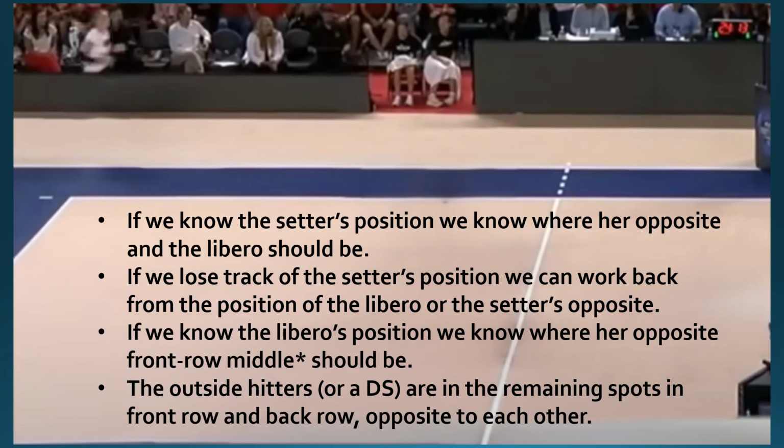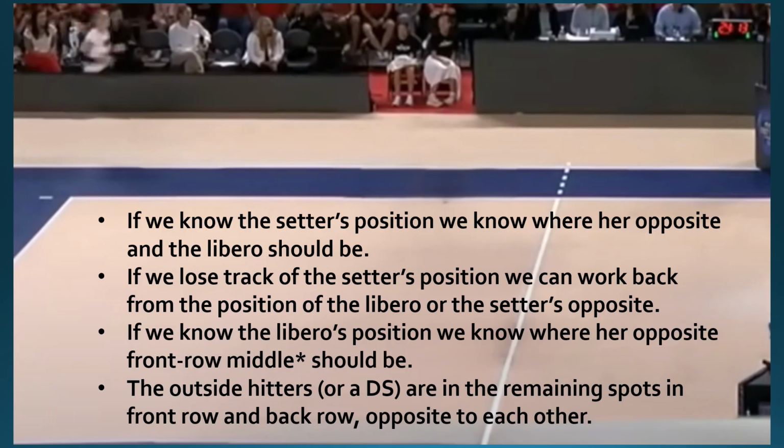Now let's summarize a few of the clues we can use in tracking rotations that we've seen in the course of our example. First, if we know the setter's position, we know where her opposite should be, opposite the setter. We also know where the libero should be. Assuming the libero is replacing middles, the libero will be one spot ahead of the setter or the setter's opposite. On the other hand, if we lose track of the setter's position, we can work back from where the libero or the opposite is to find where the setter should be.